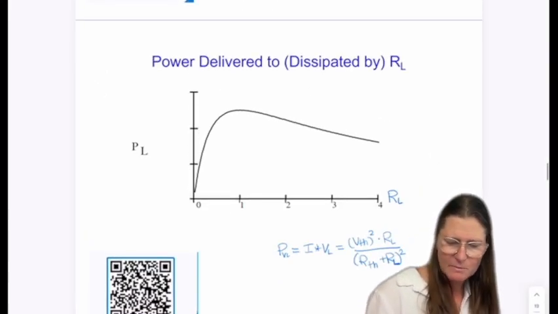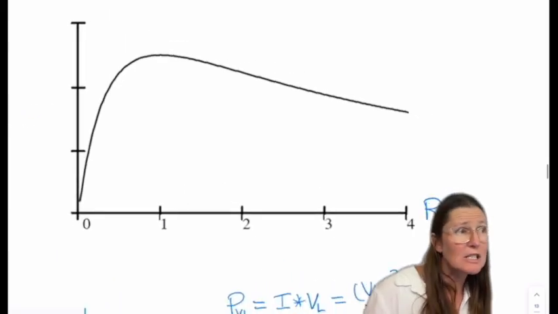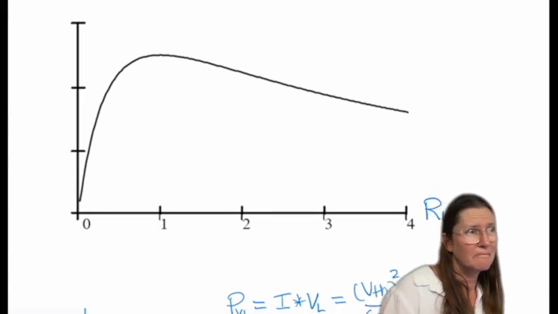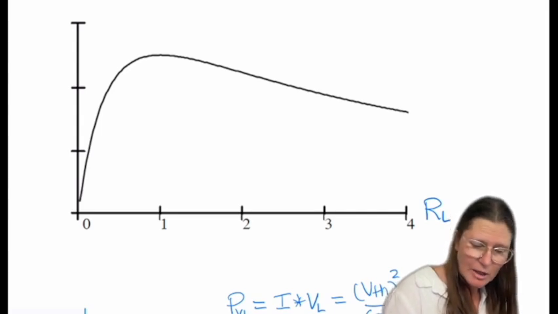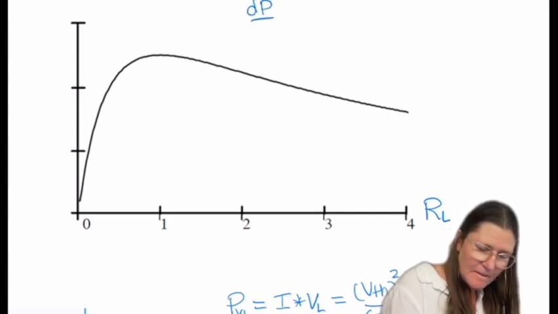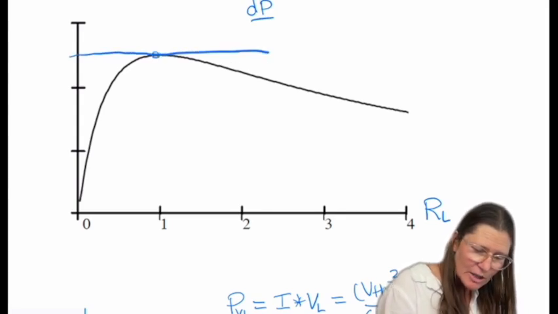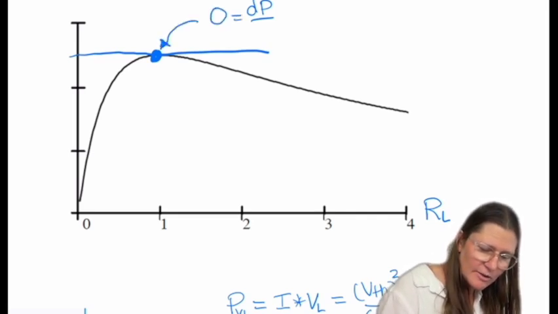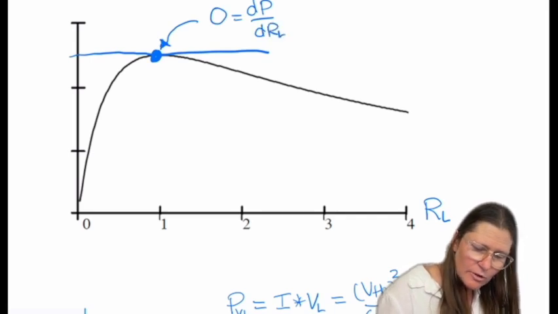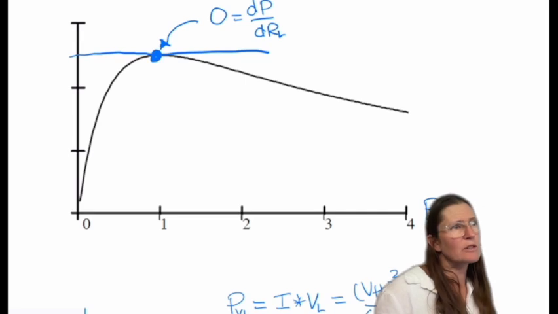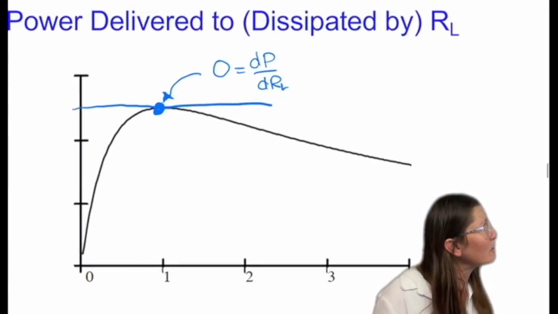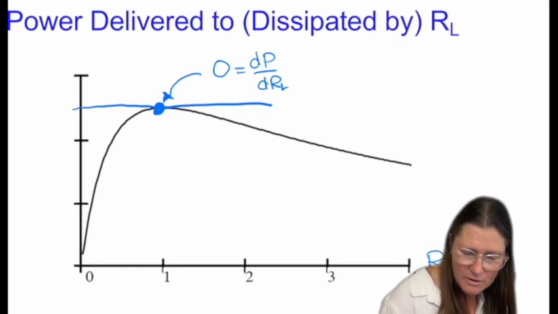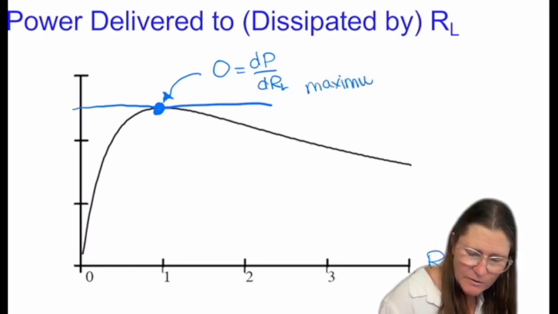How do I find a maximum from this graph? Do you remember? Take the derivative. Okay, and do what? Find where it's equal to 0. Correct. So I want to find this location right here. This derivative, set it equal to 0. Taking the derivative of this power equation with respect to RL, set it equal to 0, and that's going to give us this point, which is the maximum on this graph.